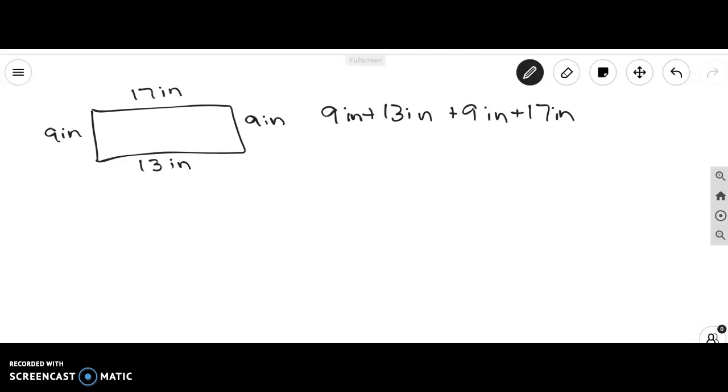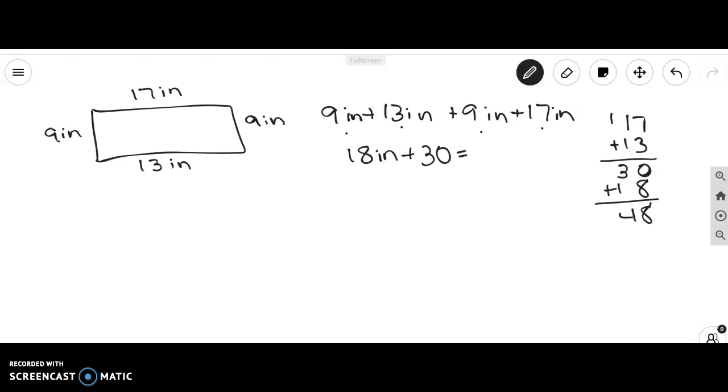So we can begin to add them together. We know that 9 plus 9 equals 18 inches. And we know that 17 plus 13, we can either do it over here, or we can calculate it in our head, is going to equal 30. So then 30 plus 18 would give us 48 inches.